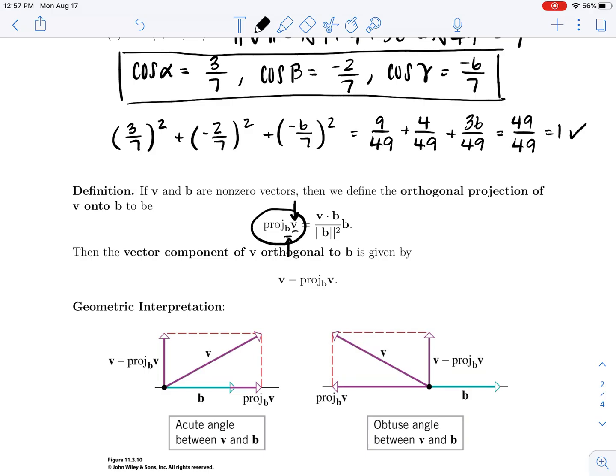So what I like to remember is that b is subscripted a little bit, right? It's a little bit below. So that means what we're projecting onto, right? It's underneath vector v.